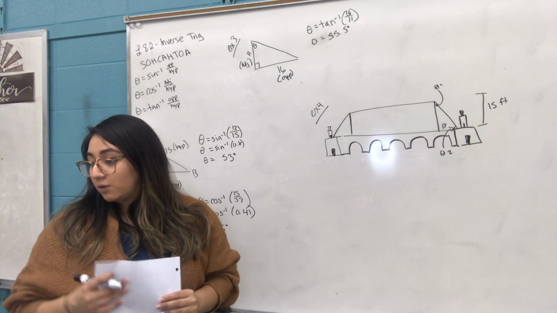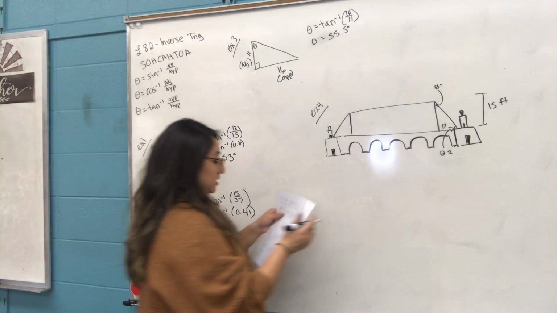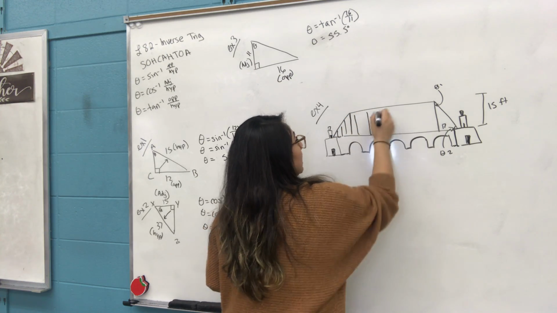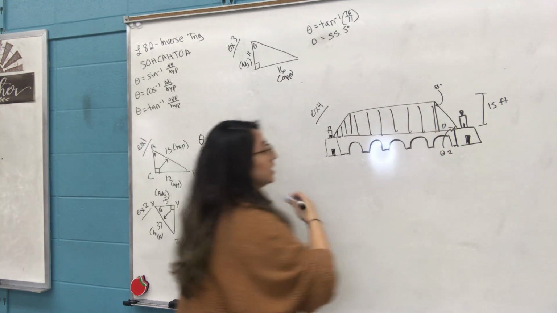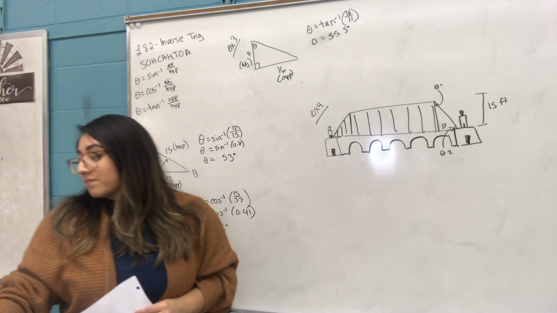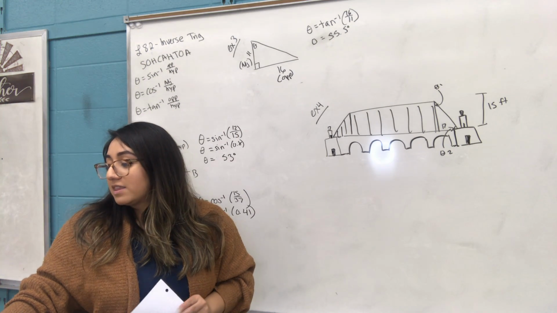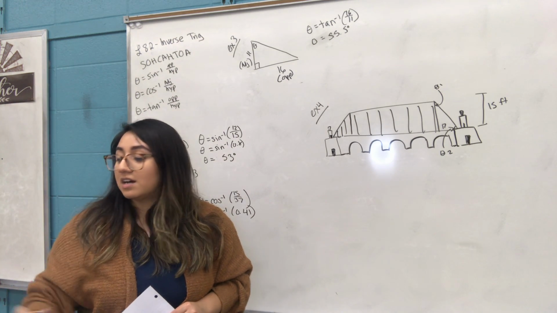Example 4, it's a word problem. I have my beautiful bridge, with my little lines here. So I have this bridge here, and it's from one end to the other end. Here it says, find theta 1 and theta 2 to the nearest tenth of a degree.